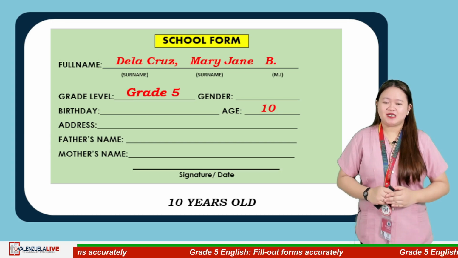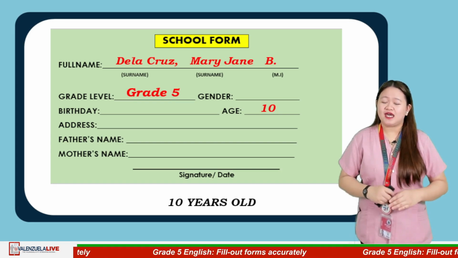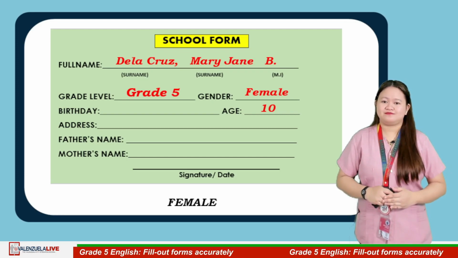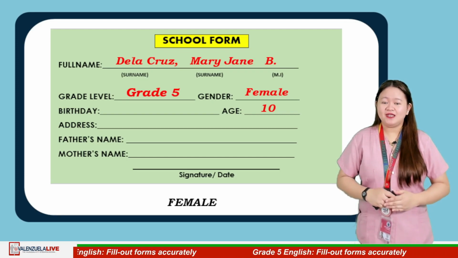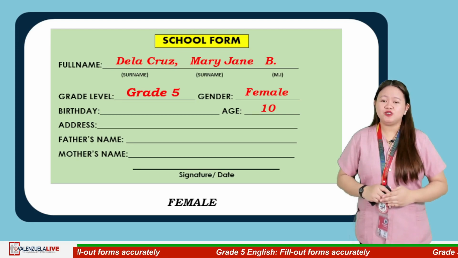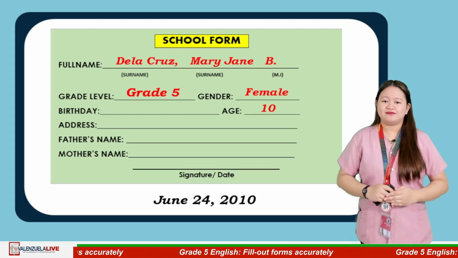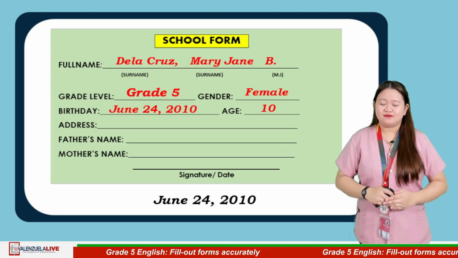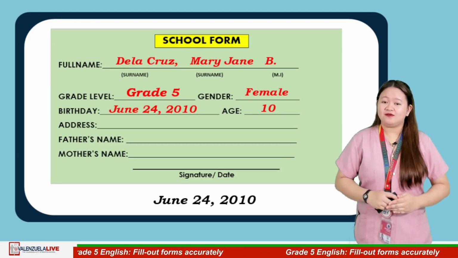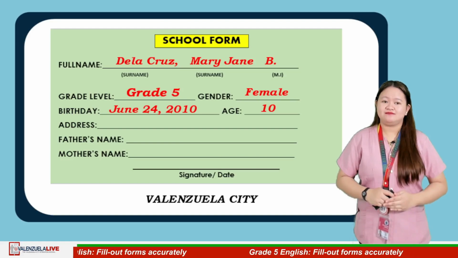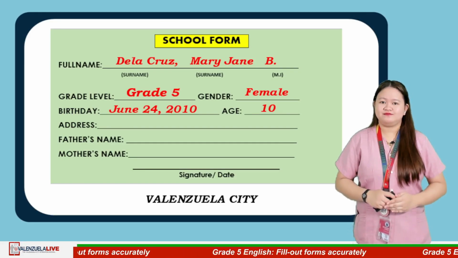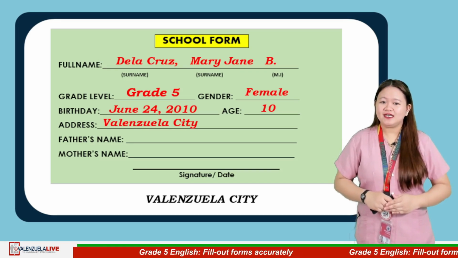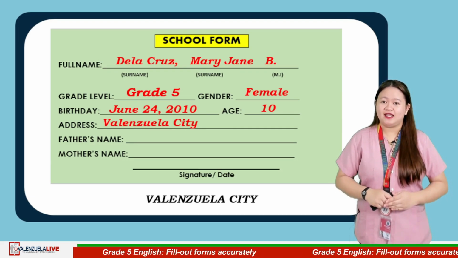In age. Now, where do you think I need to write the female? And where do you think I write June 24, 2010? In birthday. Where do you think I write Valenzuela City? Address. Where do you think I write Joselito A. de la Cruz?